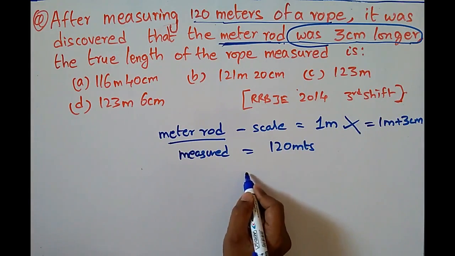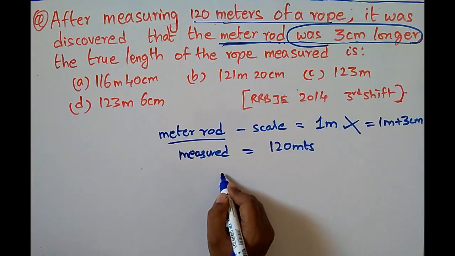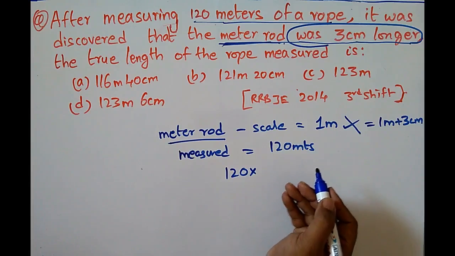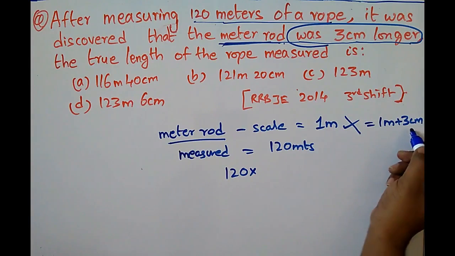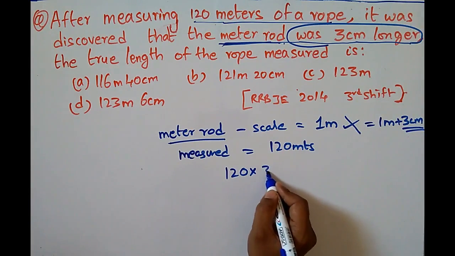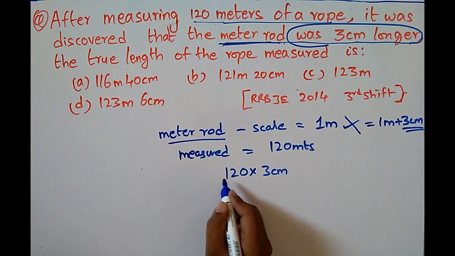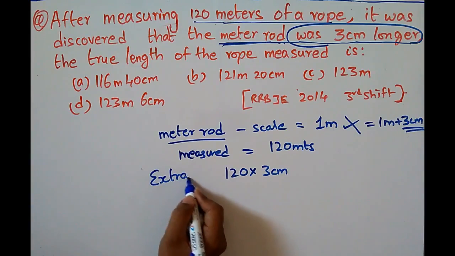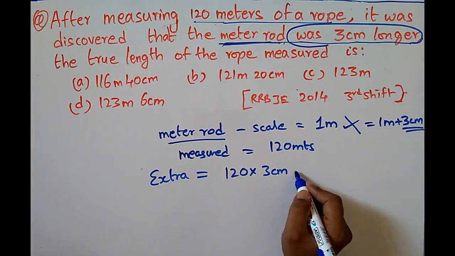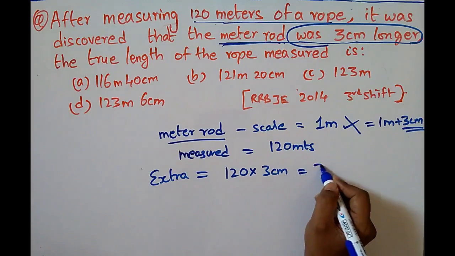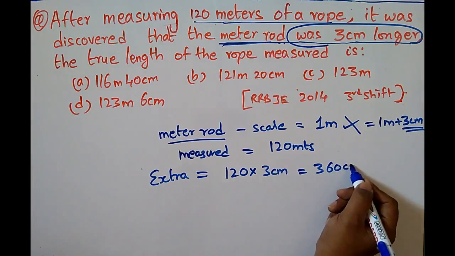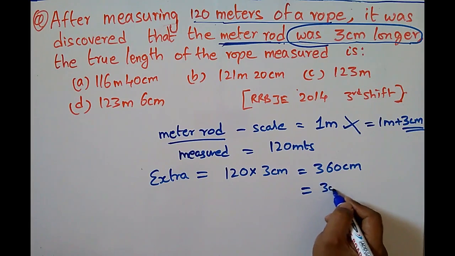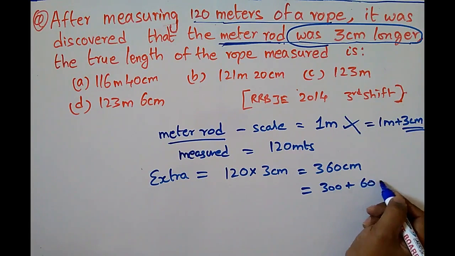See here friends, they have measured 120 meters, or 120 times they have measured the meter scale, which is 3 centimeters longer. So the extra which they have left is 120 times 3, that is equal to 360 centimeters. If you convert this, 300 plus 60 centimeters.